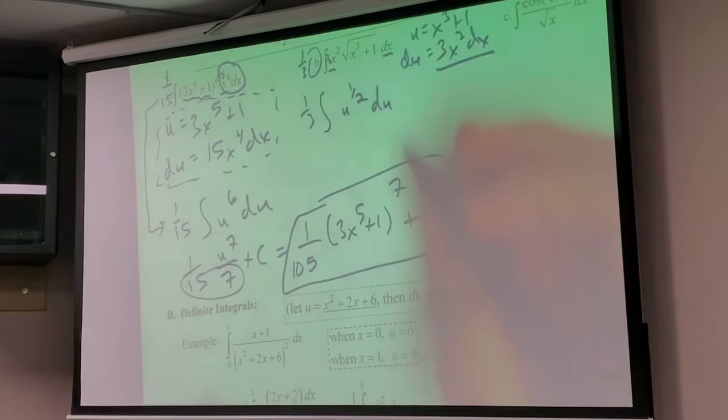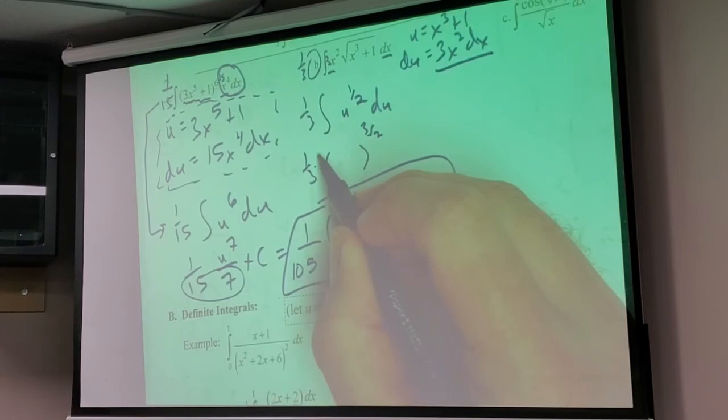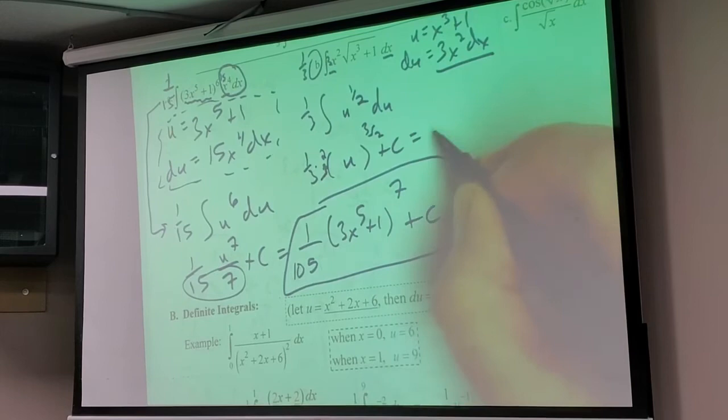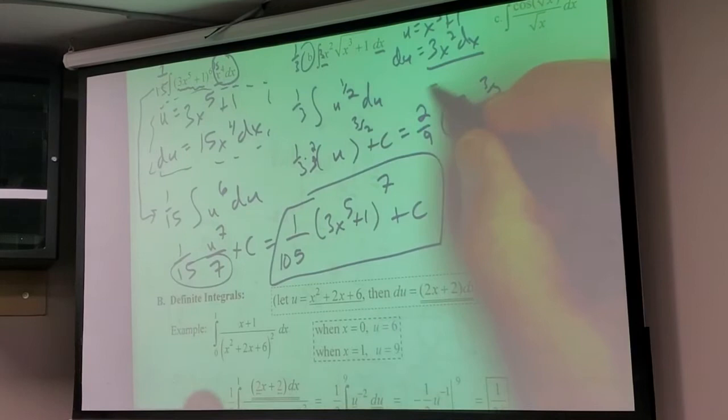So I get 1/3 u to the 3/2, so I'm going to have to put out front times 2/3. I don't know why I'm doing all this. Okay, plus c, which will be 2/9, u was x cubed plus 1, to the 3/2 plus c. And of course, you can always check yourself by doing derivatives.